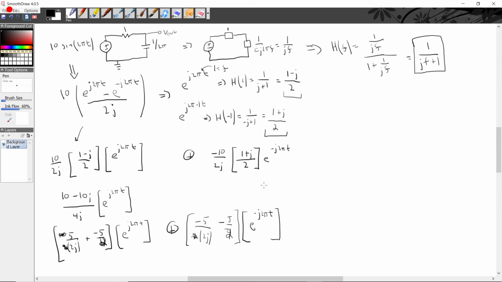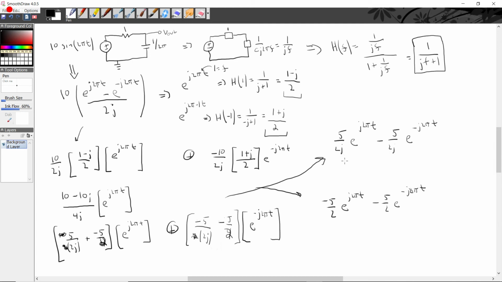So let's separate out the sine components first. So pulling out the sine components, we get 5 over 2j times e to the j 2 pi t minus 5 over 2j e to the minus j 2 pi t. All right, so this is going to turn into our sine, and then let's separate out the cosine components. Minus 5 over 2 e to the j 2 pi t, and minus 5 over 2 e to the minus j 2 pi t.